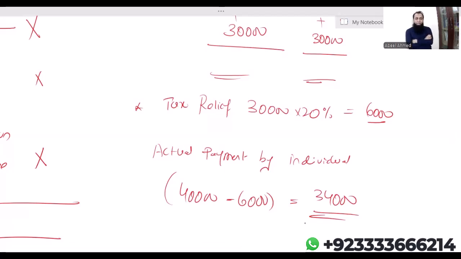HMRC pays 20% of the amount by which your basic and higher rate bands increase. And it is not always the gross PPC; it could be other than that. You can see here in part B. Tax relief means the amount which is paid by HMRC. If HMRC has paid 6,000 and the examiner says gross PPC is 40,000, then the individual has actually paid 34,000.